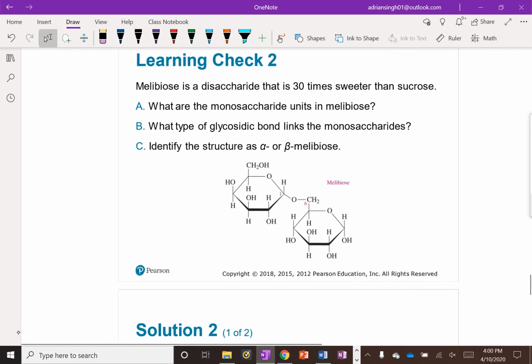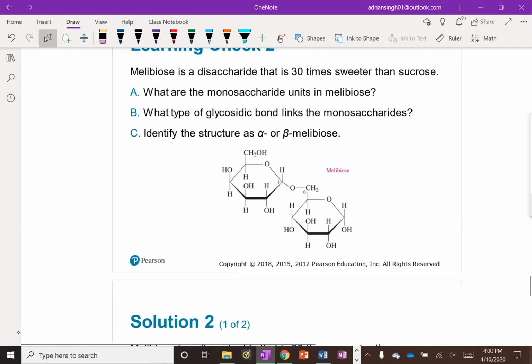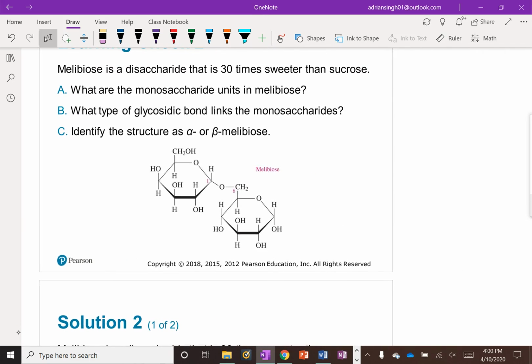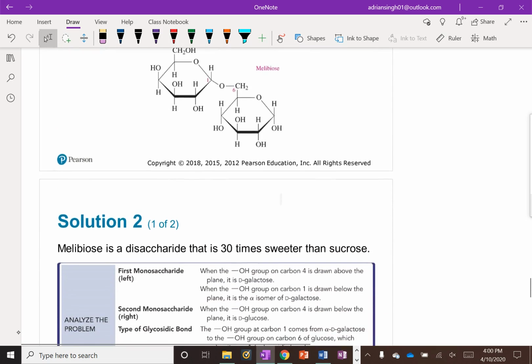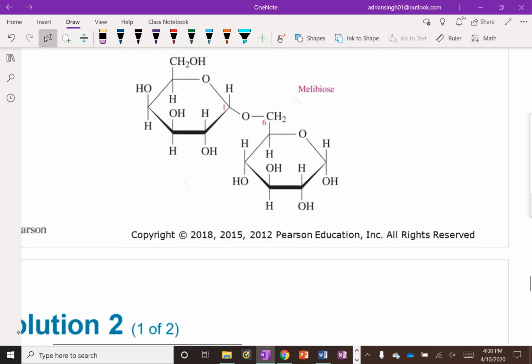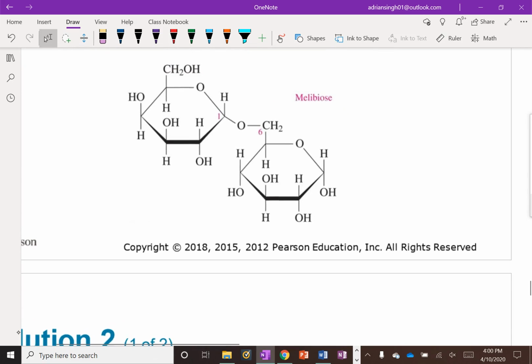Okay, so here is another example of a disaccharide. This is called Melibiose, and it's about 30 times sweeter than sucrose, regular table sugar. So let's take a close look at it and see if we can make some sense of the bond or the glycosidic bond that links these two sugar units together. All right, so when you look at it, you want to sort of focus in on where these two sugar units are connected, which will be right here. So there's your glycosidic bond.